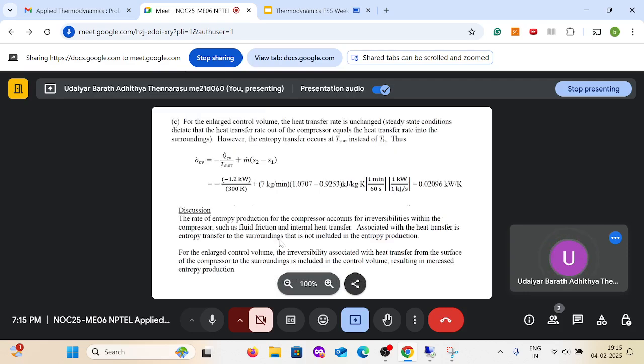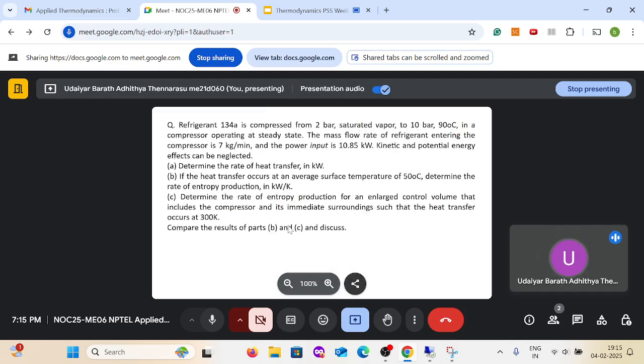So next and final question which I have prepared for today. We have a refrigerant R134A which is compressed from 2 bar saturated vapor to 10 bar and 90 degrees Celsius in a compressor operating at steady state. The mass flow rate of refrigerant entering the compressor is 7 kg per minute and the power input is 10.85 kilowatt. Kinetic and potential energy can be neglected. Determine the rate of heat transfer in kilowatt.